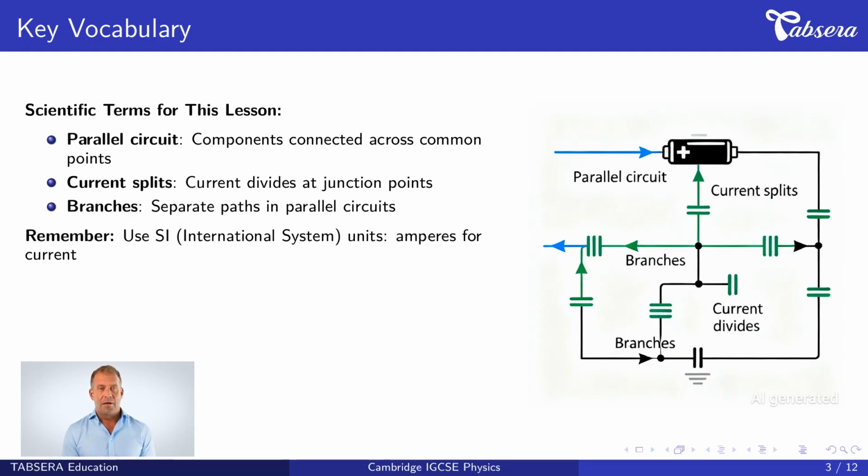The total current entering a junction equals the total current leaving. Third, branches, which means separate paths in parallel circuits where current can flow independently. Each branch operates independently of others. Understanding these terms precisely is crucial for Cambridge IGCSE success.